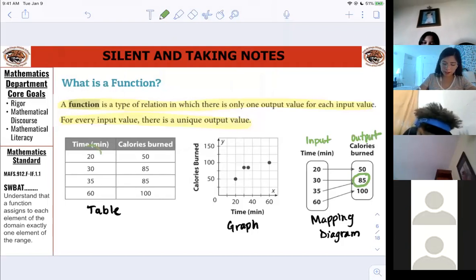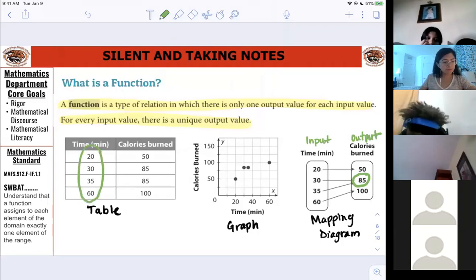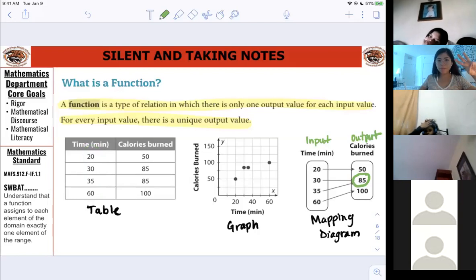Are there any x values repeating over here? No, right? So we know this one's good because there's no x values repeating. All three of these, the table, the graph, and the mapping diagram, are all showing us the same function. So if you notice, it goes 20, 30, 35, 60. That's the same thing here, 20, 30, 35, 60. So there's 3 ways of showing the same thing.